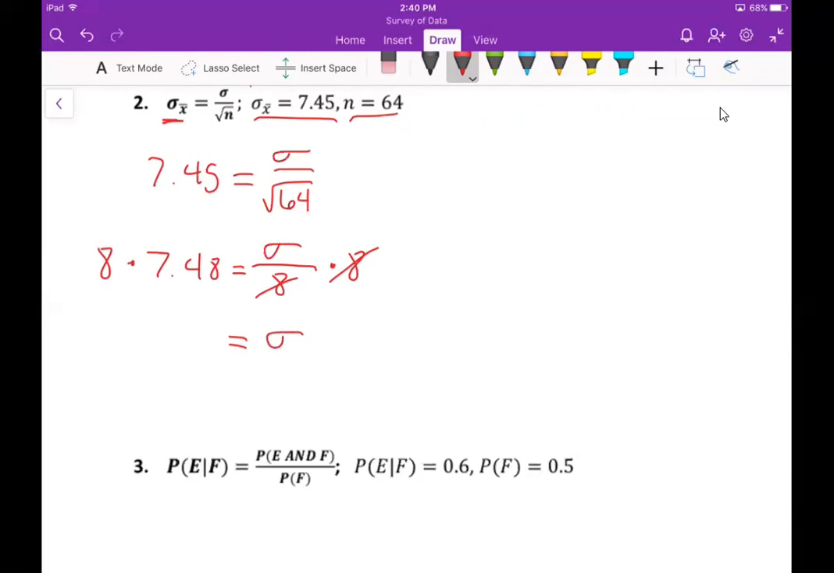That symbol is called a sigma, by the way. And when you take 8 times 7.48, you figure out what that unknown variable is, 59.84. So you're going to get used to, in this section, looking at things that you've not seen before, but understanding that they are unknowns, they are variables. Most of these formulas come from a statistics class, and you're just plugging in what they're giving you that you know and solving for the unknown.